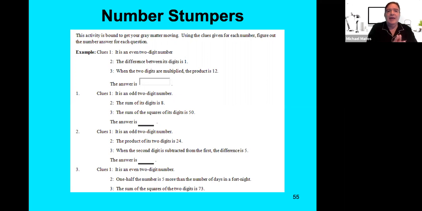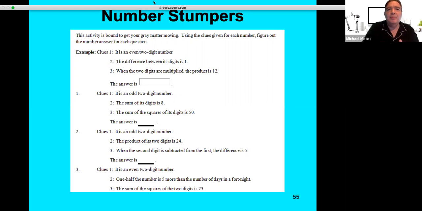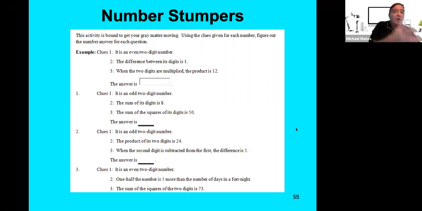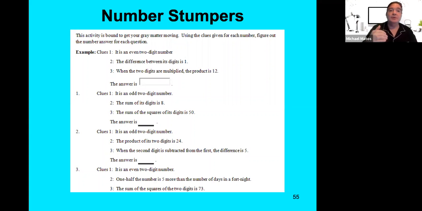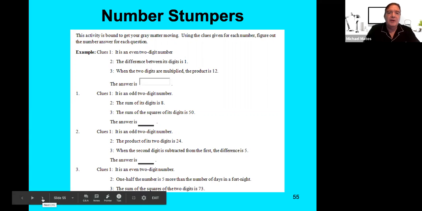So looking at that, and then when the 2 digits are multiplied, the product is 12. Once again, looking at what does product mean? And what are all my products of 12, right? 1 times 12, 2 times 6, 3 times 4. Now I'm looking at which one, I go back to number 2, which one has a difference in its digits by 1? Obviously, 3 and 4, right? And then I go back to number 1, my first clue, and it says it is an even 2-digit number. So obviously it can't be 43, but it could be 34. So a lot of thinking goes on there, very simple riddles.